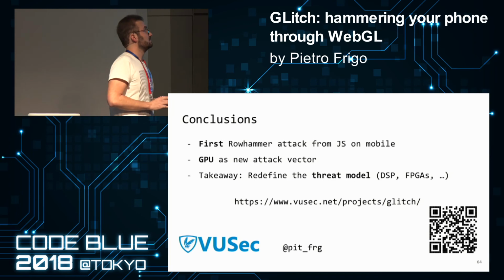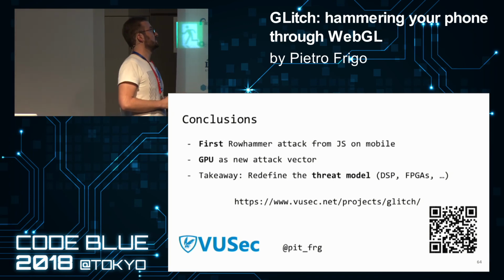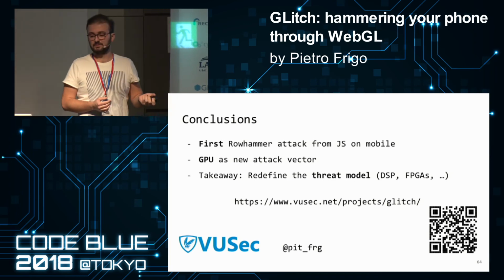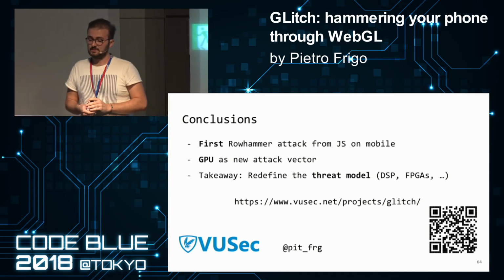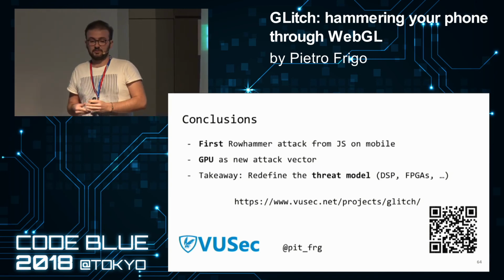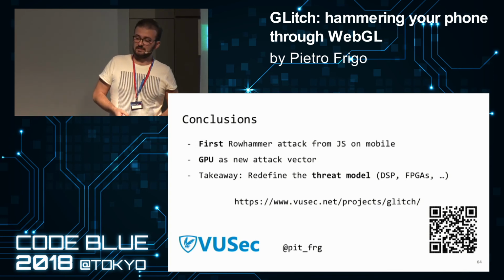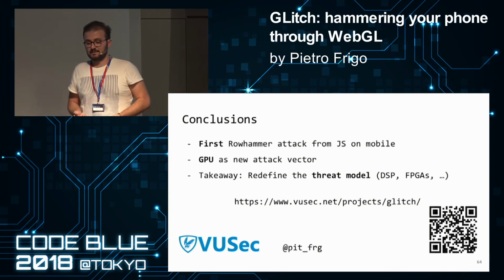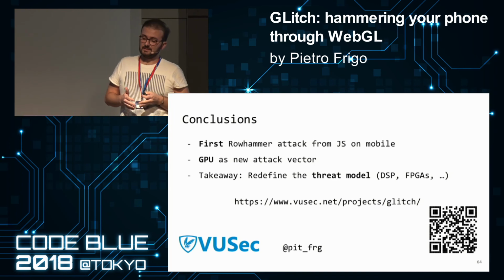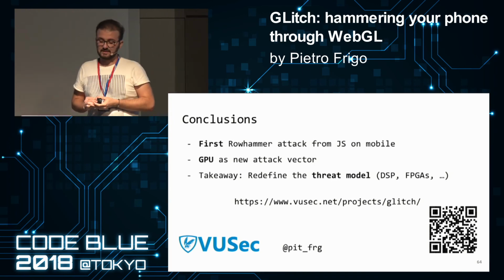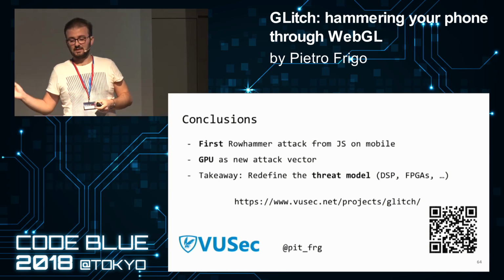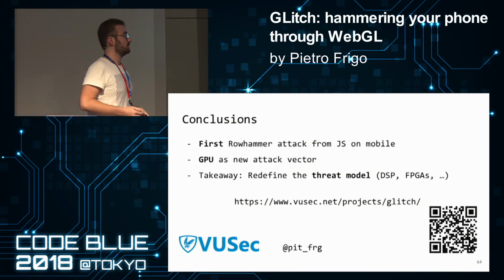And the takeaway message of this research is that we actually need to completely redefine the threat model. So far, everybody just looks at the CPU. And of course, it's important to look at the CPU, but that's not it. By restraining the threat model to only the CPU, it's actually a very risky assumption, because it means that you leave out everything else. And there is a lot more in there.